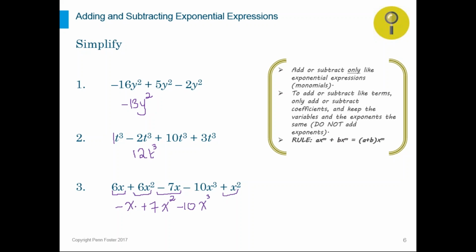Usually in algebra, we order the powers of variables from the biggest to the smallest. So this answer is a correct answer, but it's just a habit that we need to keep, to write the greater powers first. So we're going to rewrite that as negative 10x cubed plus 7x squared minus x. These two answers are the same, it's just the way we write it in algebra.